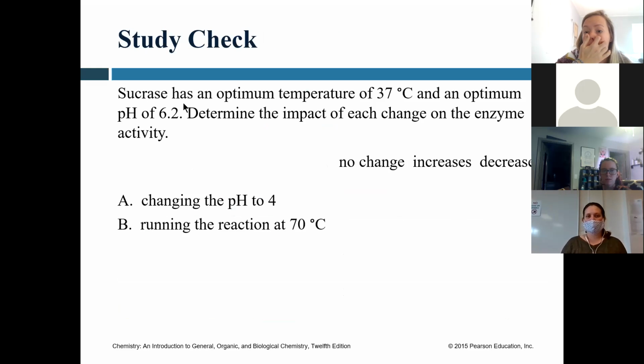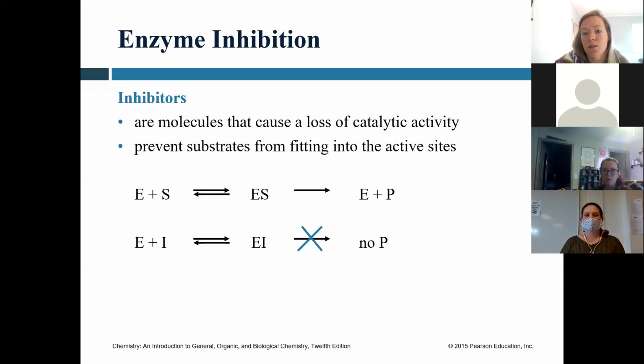Sucrase, which is an enzyme that breaks up sucrose, has an optimum temperature of 37 degrees Celsius and an optimum pH of 6.2. It says determine the impact on the enzyme's activity. So changing the pH to 4, if it likes 6.2 and it changes to 4, that's definitely going to decrease it. Running the reaction at 70 degrees Celsius is going to denature it. So it's going to decrease it as well. So both of those will decrease.